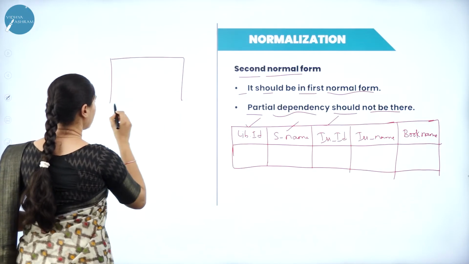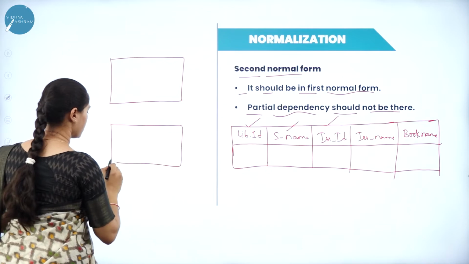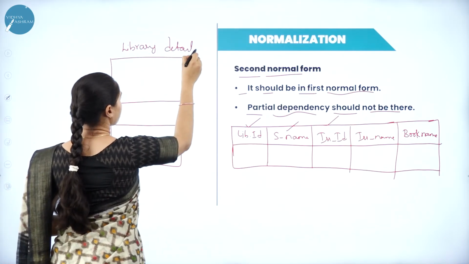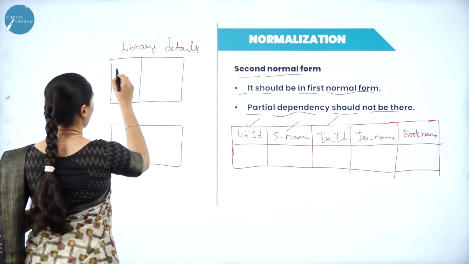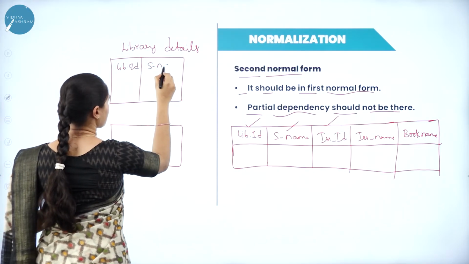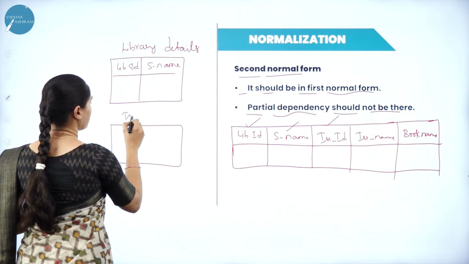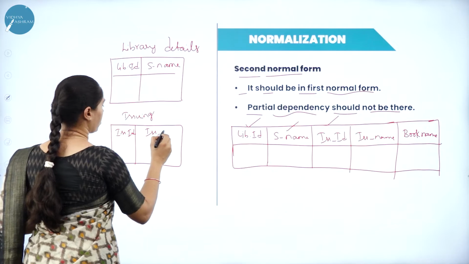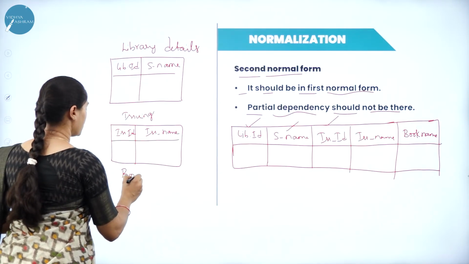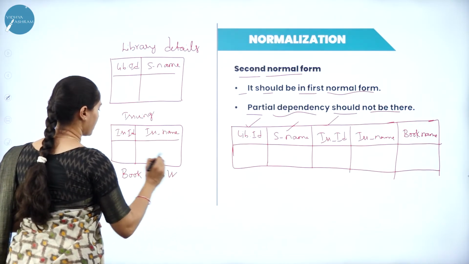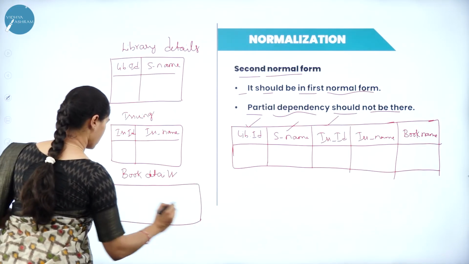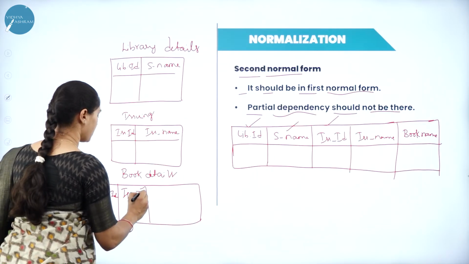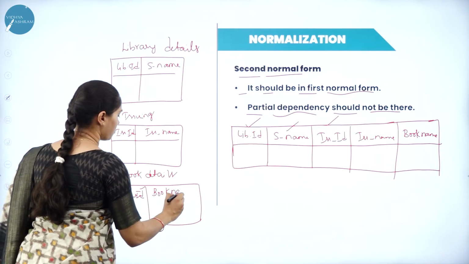We can make this into 3 tables. If I consider library details, it only requires library ID and student name. So this is related to student details. And if I consider issuing details, at that time I require only the issuing date as well as the issuer ID or their name. And I can have a book details table that comprises library ID and issue ID, and that requires the name of a book, that is the book name attribute.